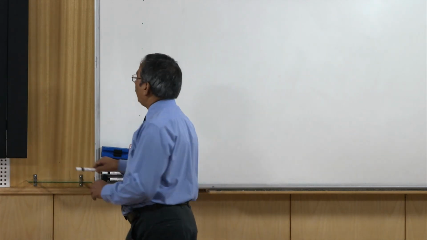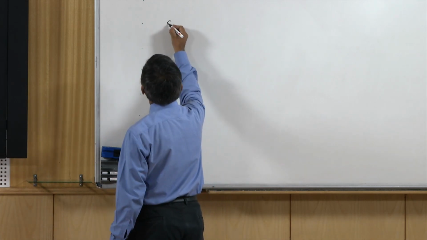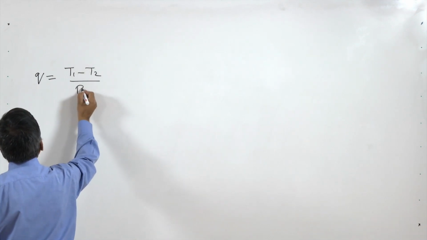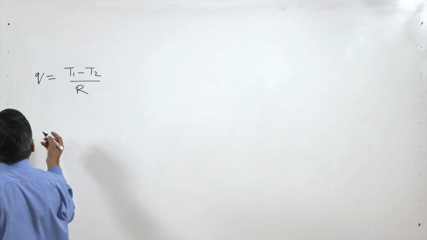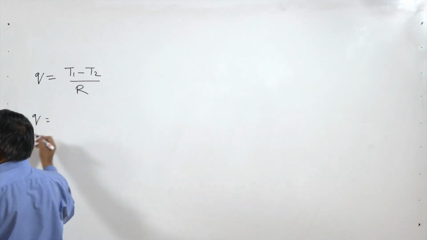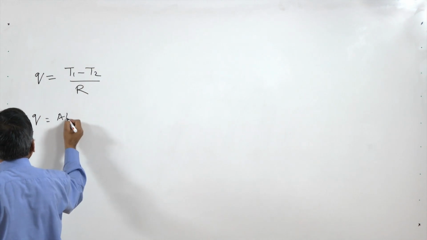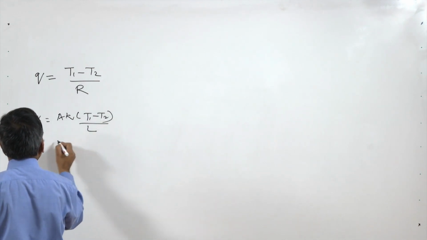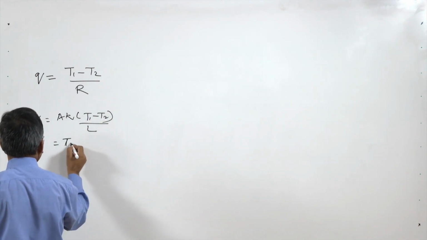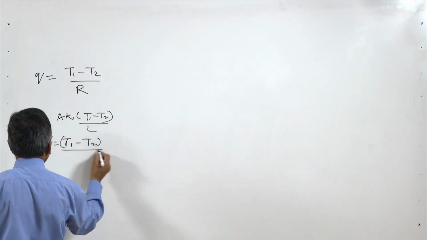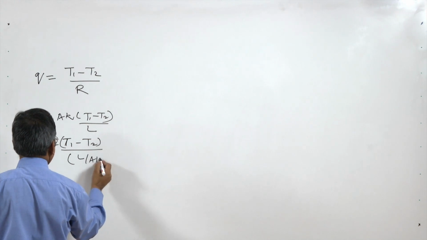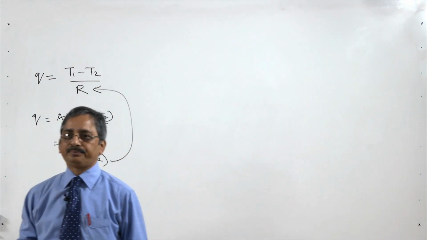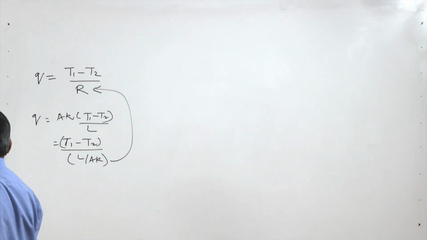Okay. That is what I was telling you, that our general expression is Q is equal to (T1 minus T2) upon R. Okay. And for conduction, this Q is equal to AK (T1 minus T2) upon L, or this I can write as (T1 minus T2) divided by (L upon AK). So, this term corresponds to this thermal resistance. Alright. So, this is for the conduction.